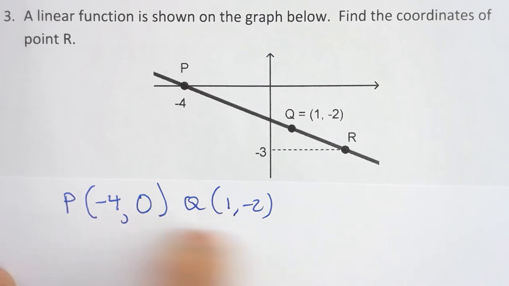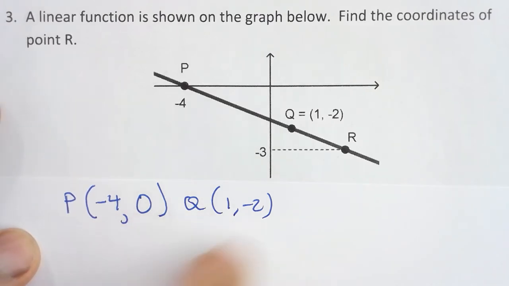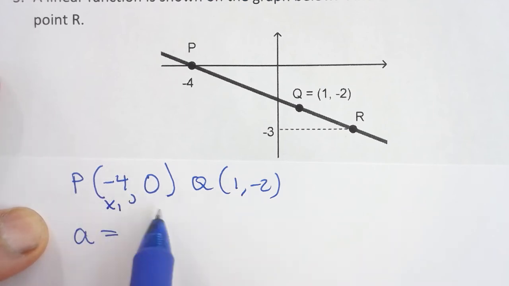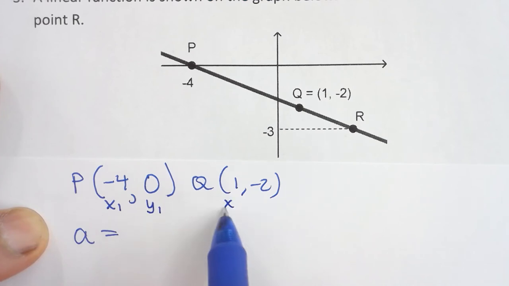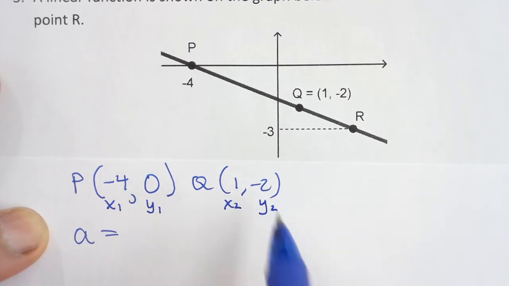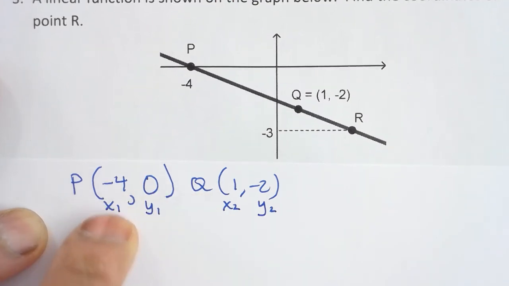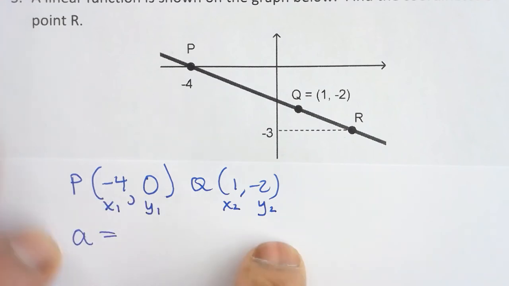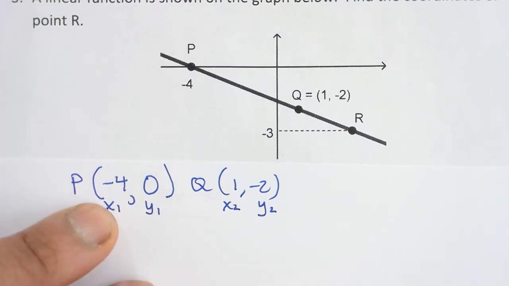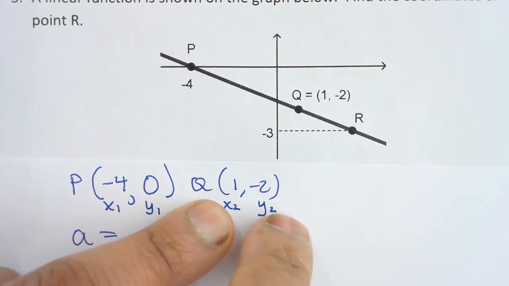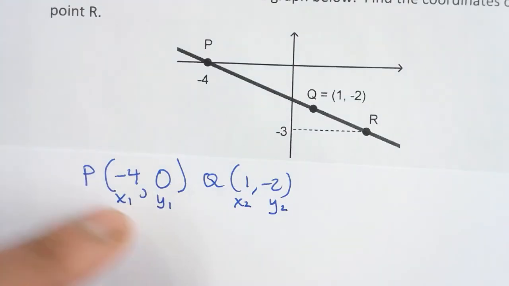You do not have to actually tell me the coordinate point. You can absolutely just skip and go ahead and find the A. So let's do that. To find the A, there's my X1, Y1. And there's my X2, Y2. If you want to flip it and you want to call point Q X1, Y1, that's fine. And you want to call point P X2, Y2, no problem. So you can absolutely flip this. But you can't mix and match. You can't say that's X1 and Y2 or X2 and Y1. So if you're gonna stay with one, stay with ones or twos.